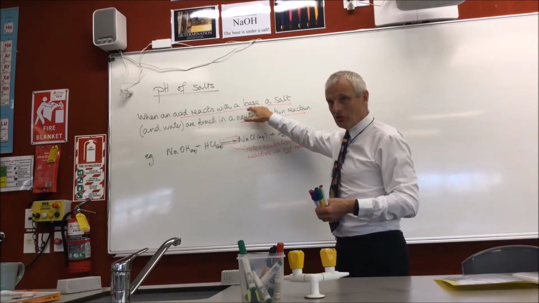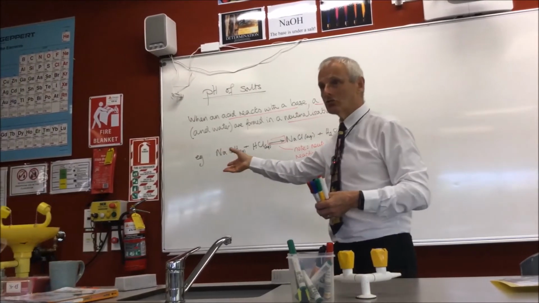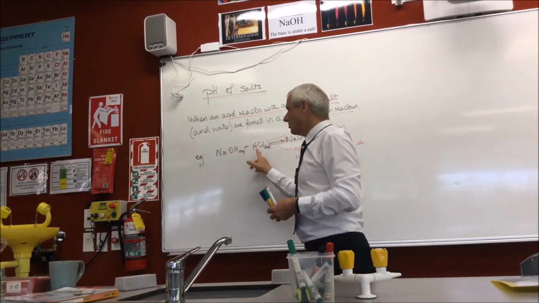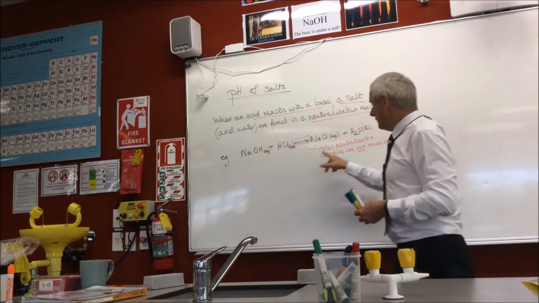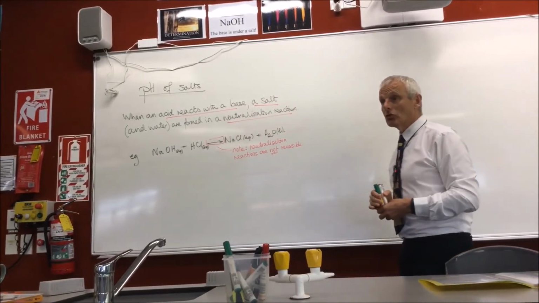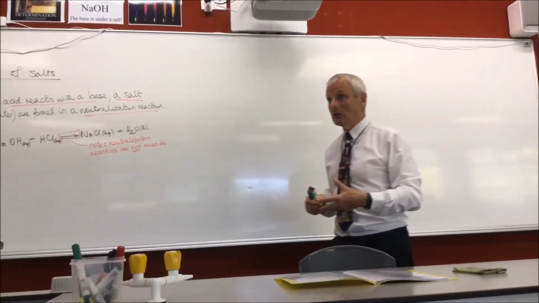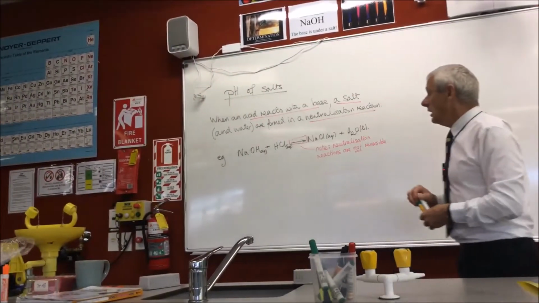This is what you did last year, so we're going back to the same sort of thing. If we look at this example, sodium hydroxide is a strong base, you've got a strong acid, and when you add those two together, you're forming sodium chloride, the salt. Most salts are actually metal salts, but not all of them, as we'll see.